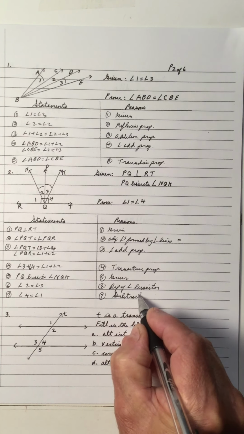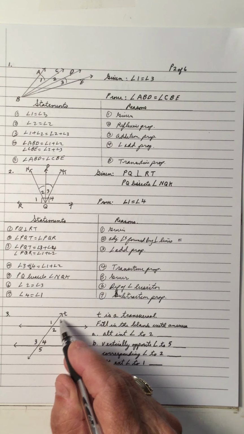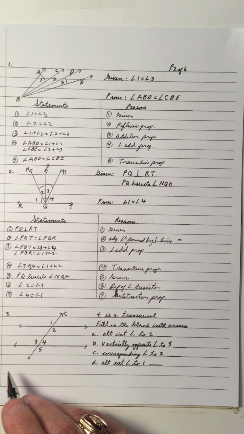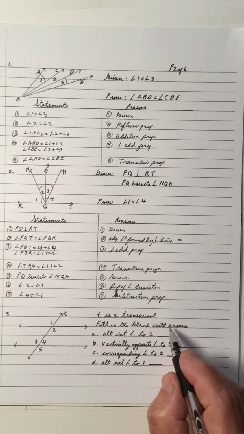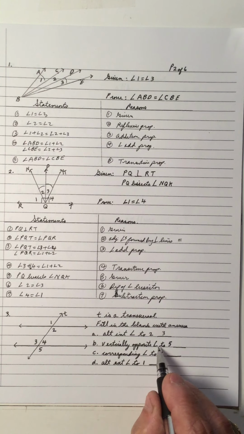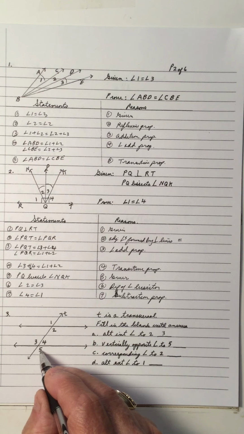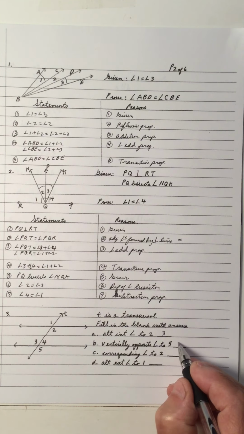Okay, let's continue with the review. Remember, pause the video and work out your answers to see if you're going to get them right. We have a diagram. We say T is a transversal, and fill in the blanks. Alternate interior angle to 2 would be angle 3. Vertically opposite angle to 5. There's angle 5. Vertically opposite would be a 3.